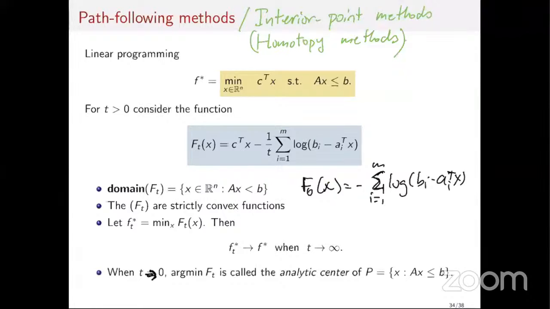Abdurrahman, you put a comment. Indeed, we expect t to actually be going to infinity. I just mentioned in the slide the case t equal to 0, when you forget about the linear function. This has a name, it's called the analytic center.